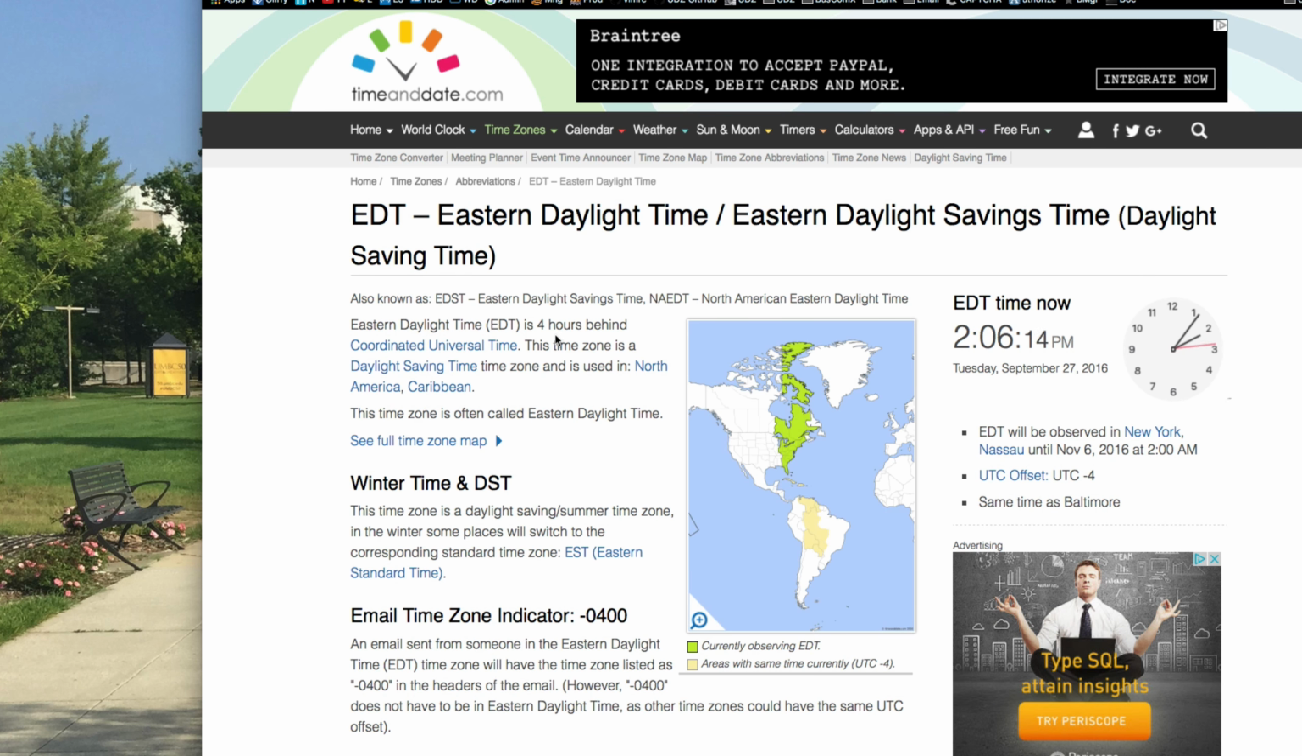There is something called Eastern Daylight Time, and there's something called Eastern Standard Time. Eastern Daylight Time is 4 hours behind Coordinated Universal Time. So therefore, in Baltimore, during some parts of the year, we are using EDT, and during other times of the year, we are using EST. EST is 5 hours behind UTC. EDT is 4 hours behind UTC.